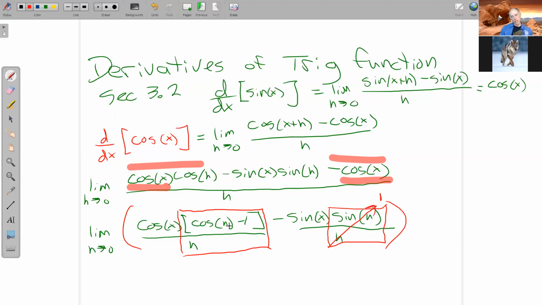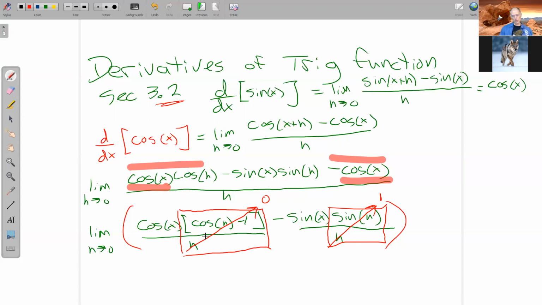For this one right here, I had to multiply top and bottom by the cosine of h plus 1, which is like a conjugate. And after playing around with that one a week or so ago, I found that this one right here went to 0. If you're curious about that, just send me a note and I can show you the link in the YouTube video, but it was when we were covering section 3.2 on the second day of that.